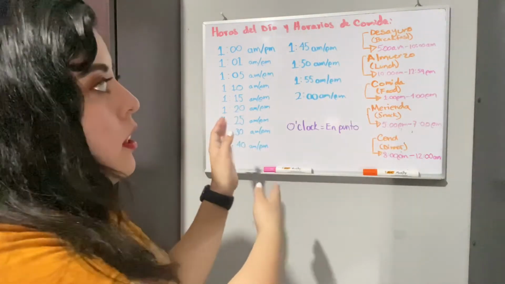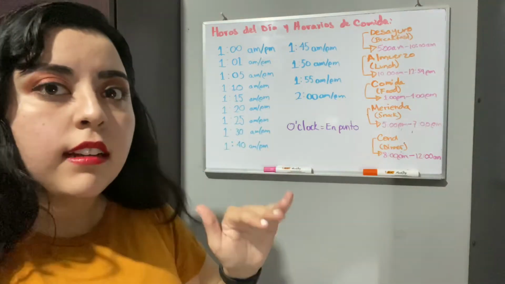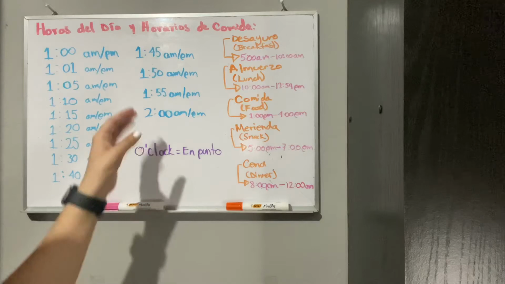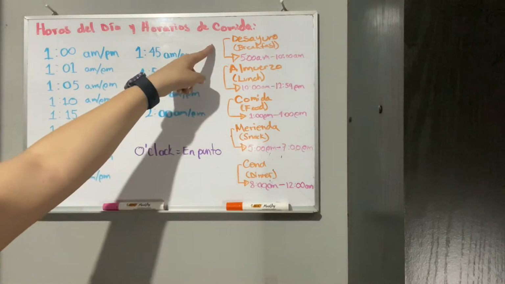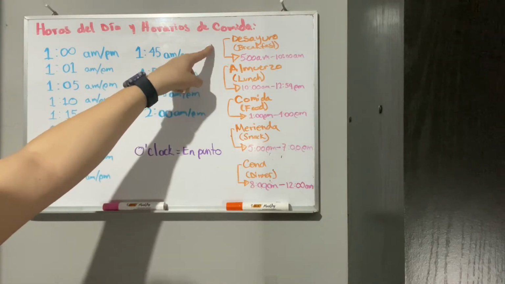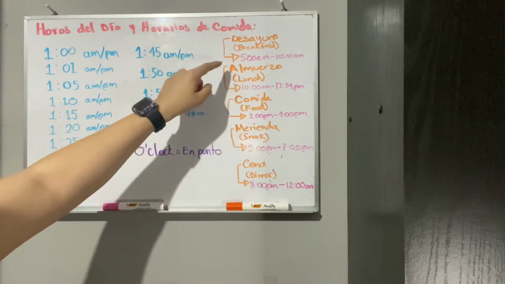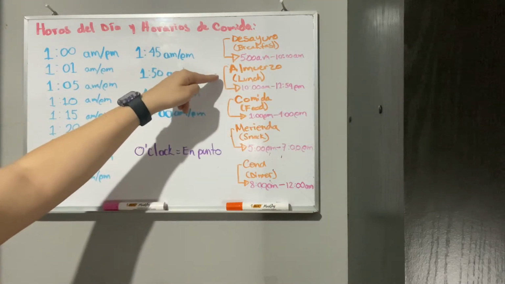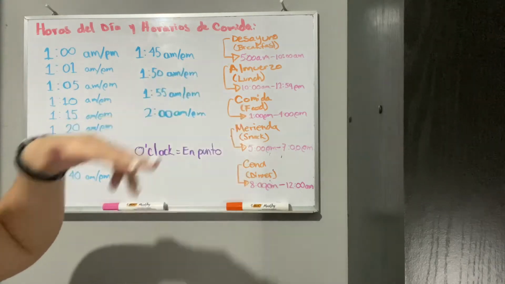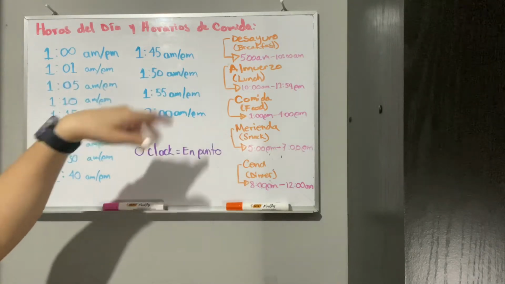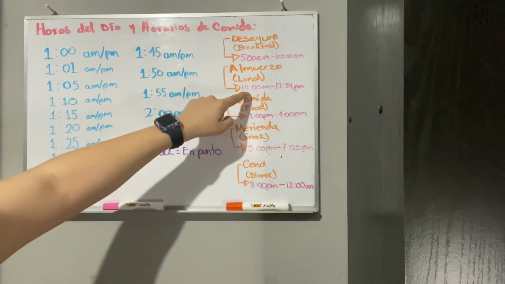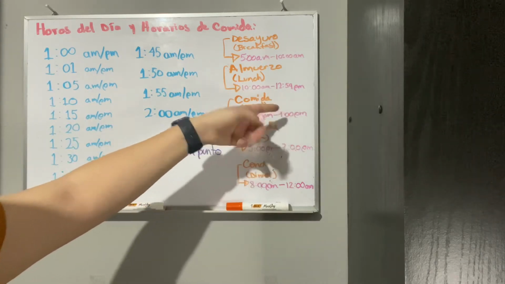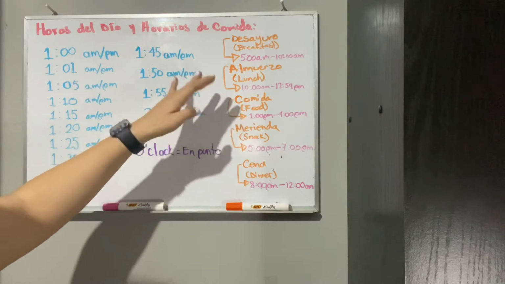I'll go forward now with the next part, how we deal with the schedules in Mexico for food. Okay, as you can see, for desayuno, breakfast hour, it starts from 5 a.m. to 10 a.m. Almuerzo, that is like lunch, or it could be like a snack, starts from 10 a.m. to 12:59 p.m.